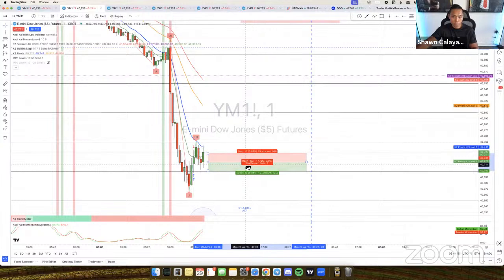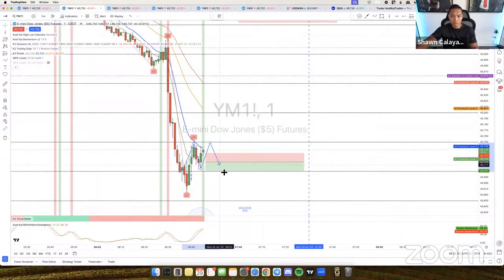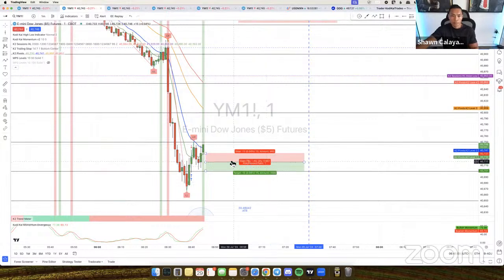So the market's not really looking too great right now. As you guys can see, it's starting to consolidate around this area. We don't want consolidation, right? We want price to actually be moving directionally.